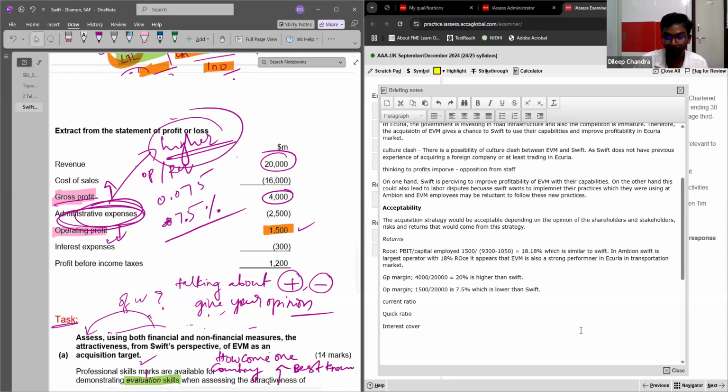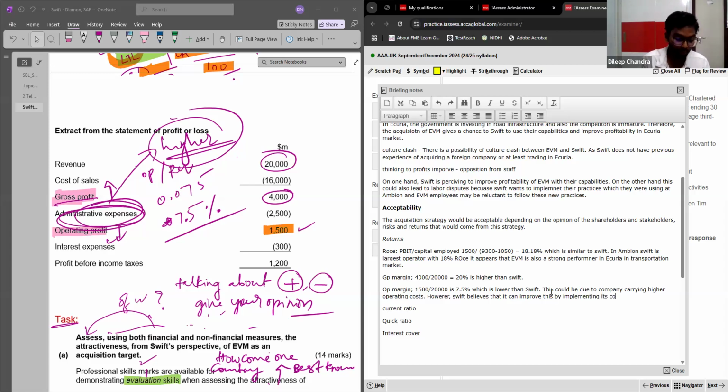So I'll say this could be due to the company carrying higher operating costs, right? But at the same time, Swift believes it can make EVM profitable. So I'll say, even if it has more operating costs, however, Swift believes that it can improve this by implementing its core competencies.